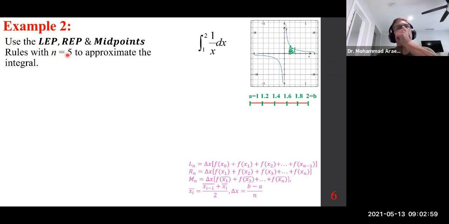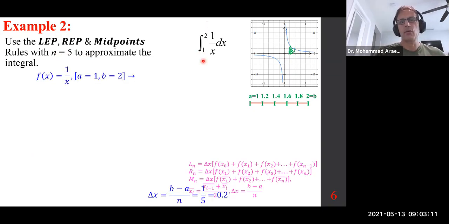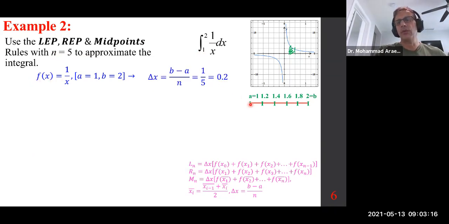So delta x, the function f of x is 1 over x. A is 1, b is 2, and delta x is b minus a over n, which makes it 0.2. So we have this. Now we have this from here. So first write the function. Here's a, here's b, here's delta x. And why am I writing this? Because now it helps me with all those left and right and midpoints, and here's the easy way.